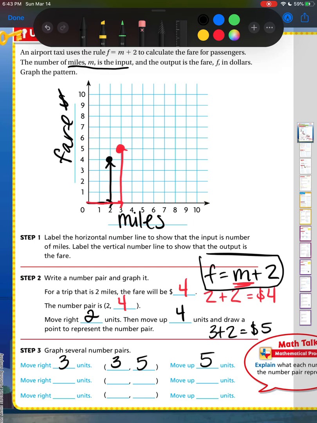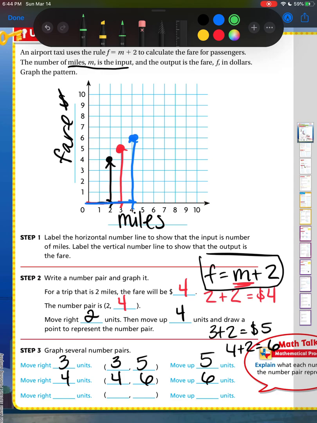Let's say we were going with 4 miles for M. So it'd be 4 plus 2. Well, 4 plus 2 is 6. So we would move to the right 4 units. We would move up 6 units, and we'd end up with a number pair of 4, 6. So we go to the right 4, then we go up 6. We land right here.